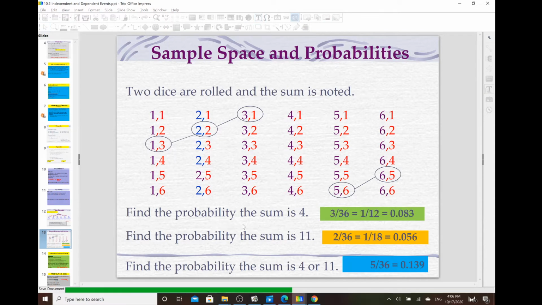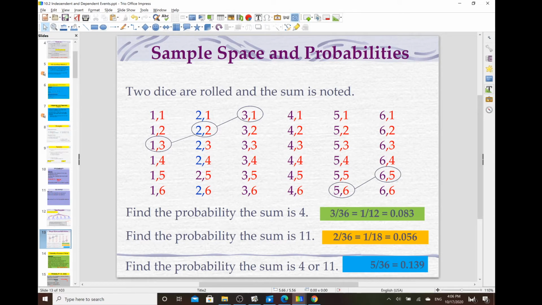So find the probability that the sum is 4. You just count this diagonal here: 3 plus 1, 2 plus 2, 1 plus 3. So we have 3 out of what? 36 total outcomes. Once you reduce it, it's 1 over 12. The decimal is 0.083. Convert that to a percentage, and that'll be 8.3%.